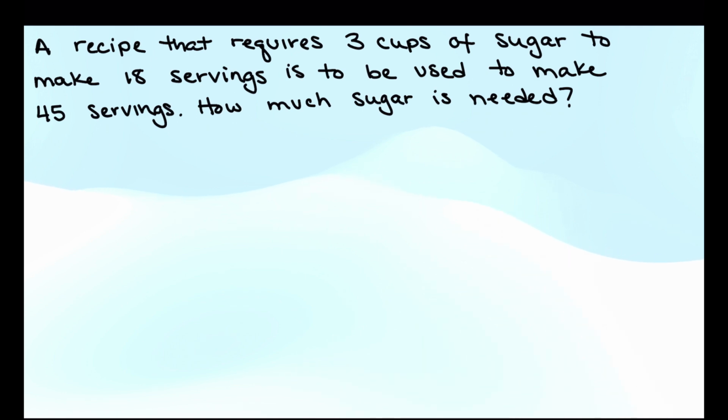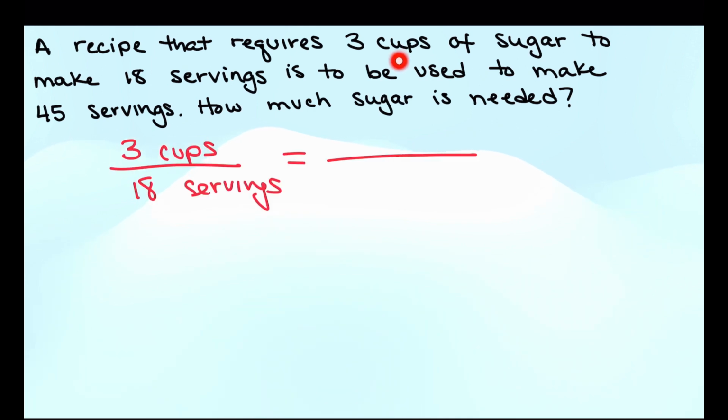Let's do one more. A recipe that requires 3 cups of sugar to make 18 servings is to be used to make 45 servings. How much sugar is needed? So once again, in this problem, there are 2 numbers that go together. They're telling us 3 cups of sugar makes 18 servings. So I'm going to write that as a ratio, and I'm going to put that on one side of my proportion. I'm going to write down the units to help me keep track. 3 cups goes with 18 servings.